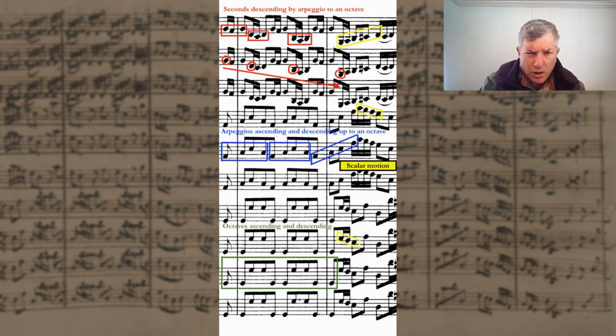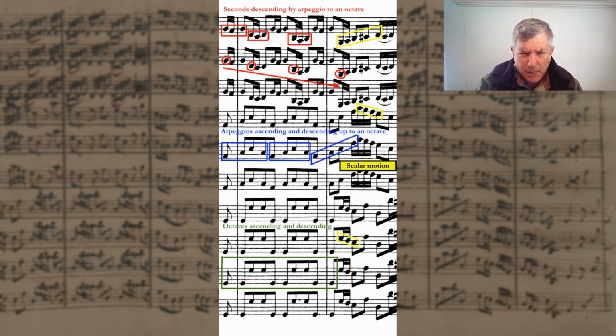And what do our upper voices, our violins, have? Well, they have alternate seconds that descend all the way to an octave. G, F sharp, G, D, C, B, B, A, B. So, seconds, all the way down to the octave.